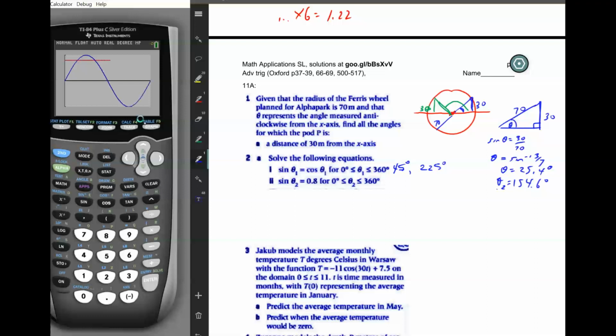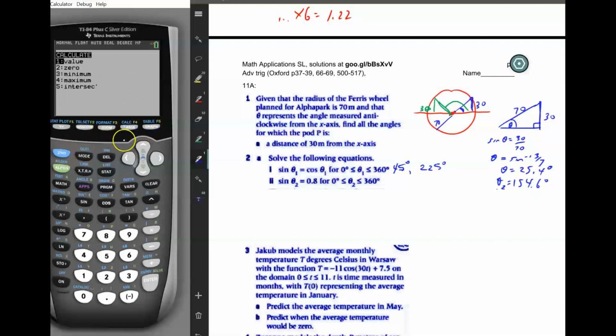Okay, so we're going to do second calc intersect again. Second calc intersect number 5. And then we're going to put the cursor closer to the left intersection. I'd say that's like at about, I don't know, 45. Graph.